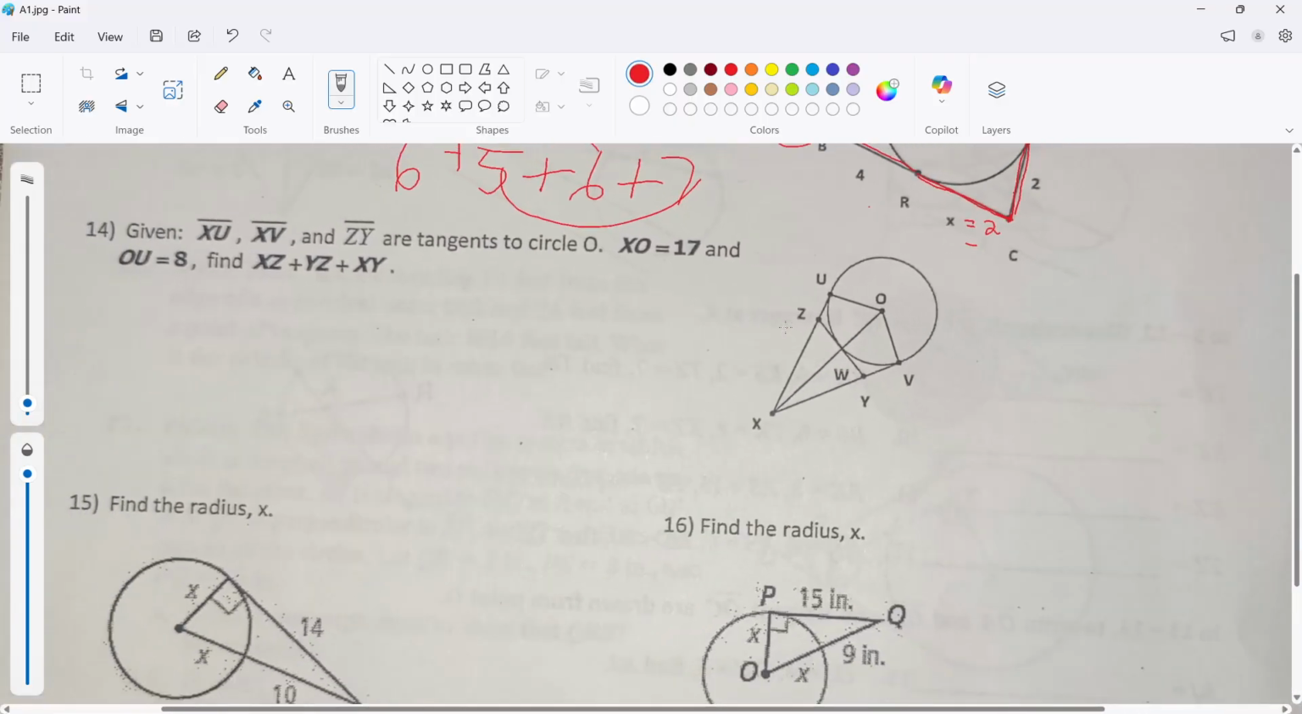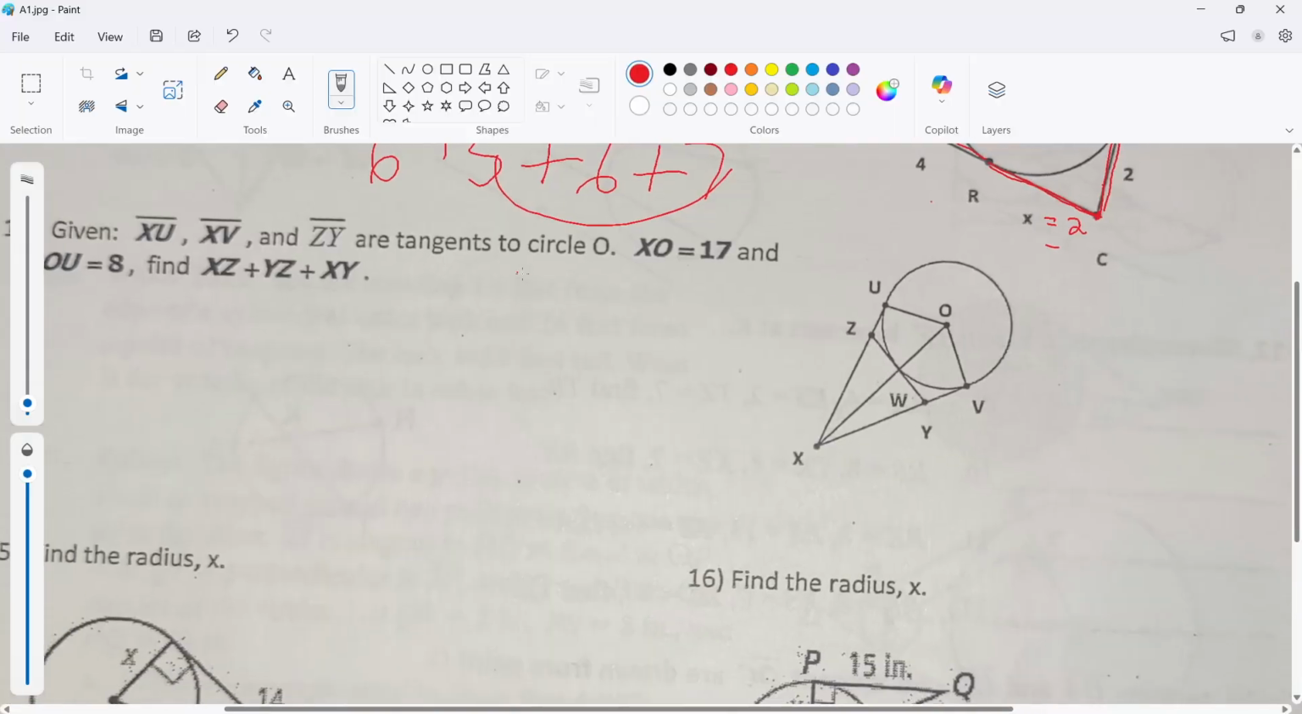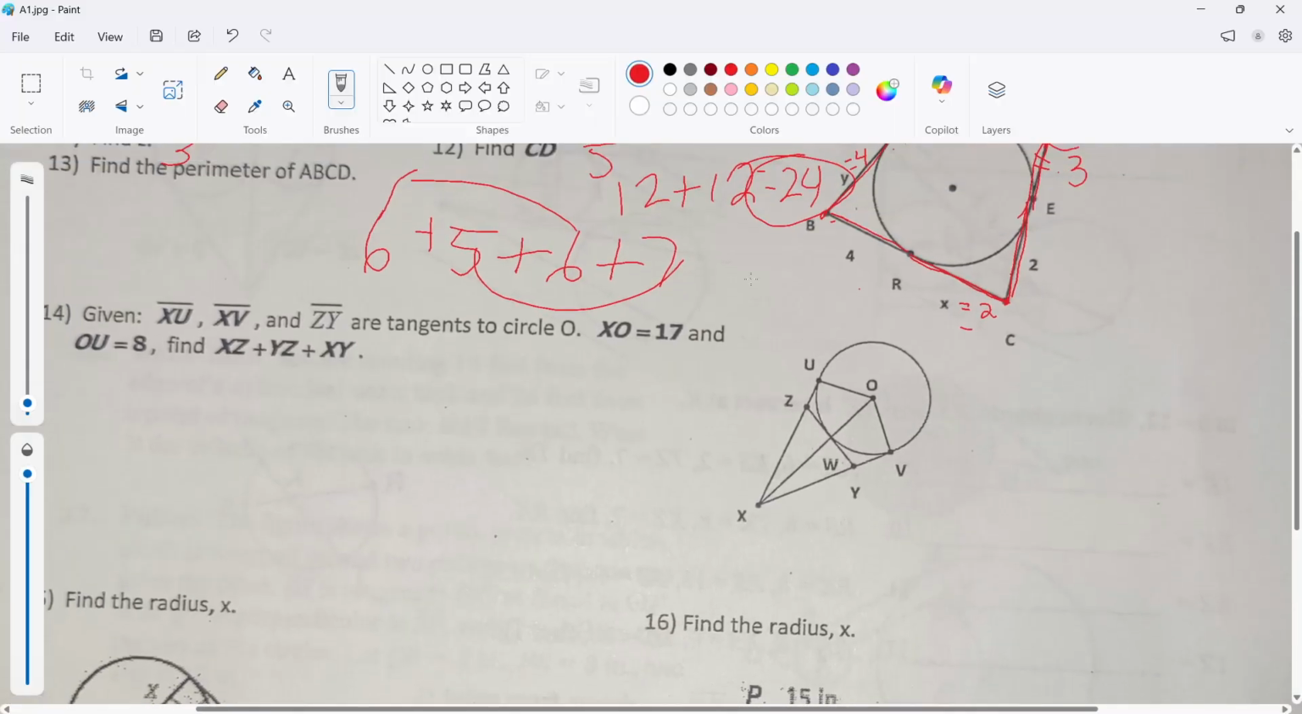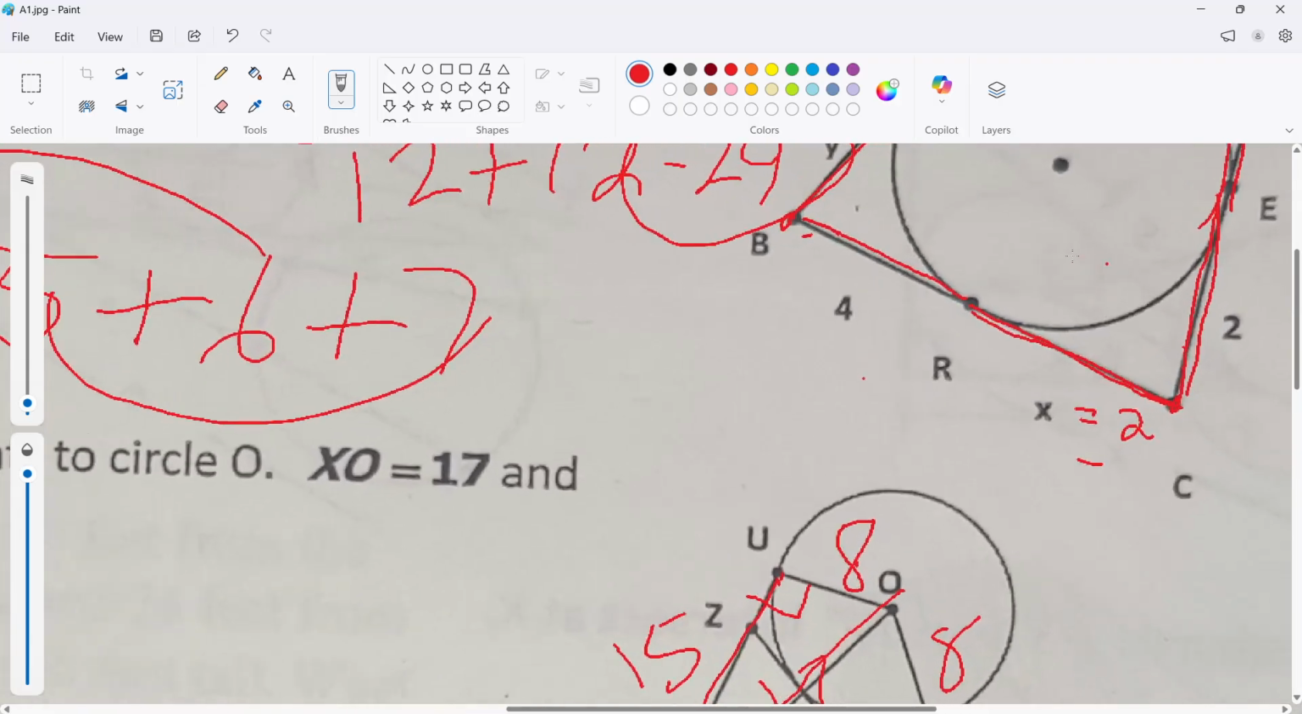All right, I see this question every year, and every year I forget it, and I have to work through it again. Okay, I am told that OU is 8, and I am told that XO is 17. I also know that OV is 8, and I know that this is a right triangle. It has to be a right triangle because it's a tangent point to a radius. So this is 8, 17. You can use the Pythagorean theorem to find XU, or you can know the Pythagorean triple. It's 8, 15, 17.